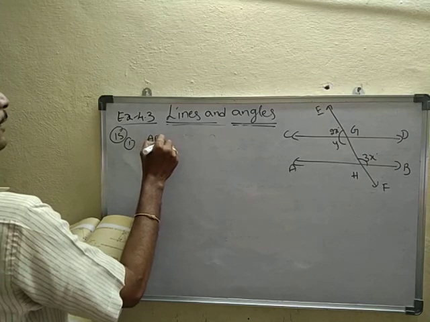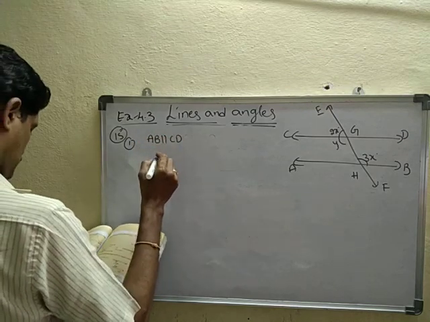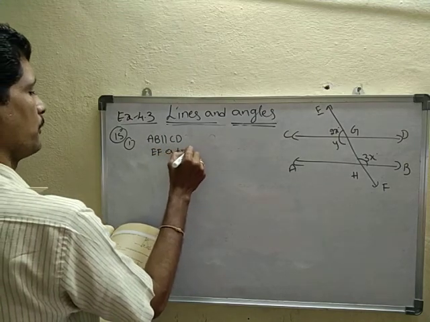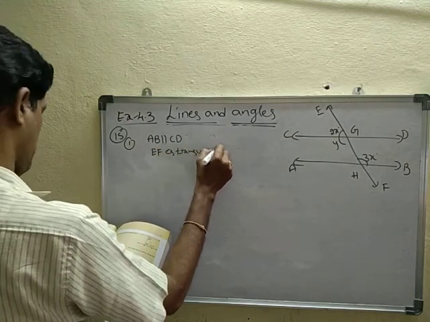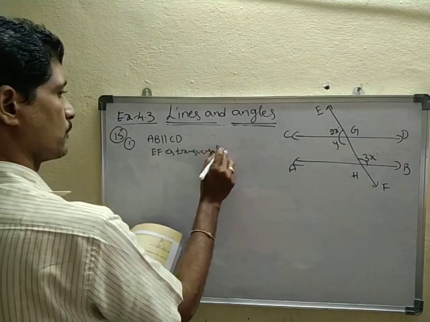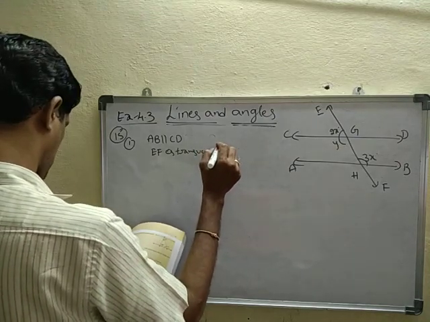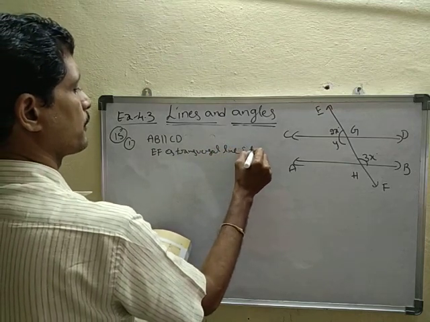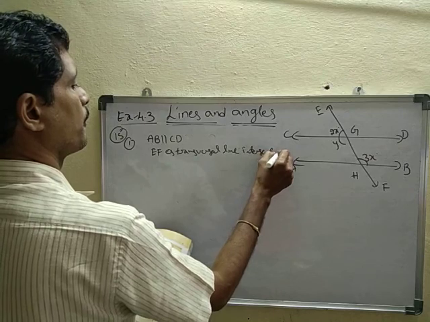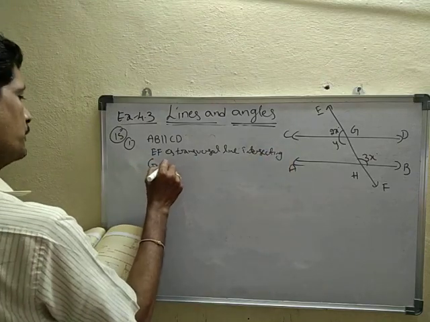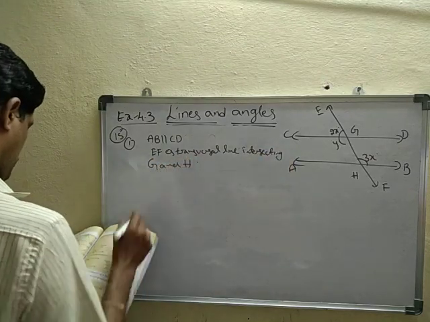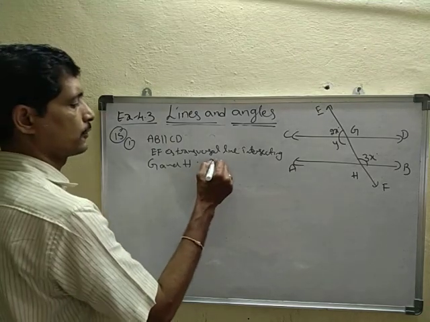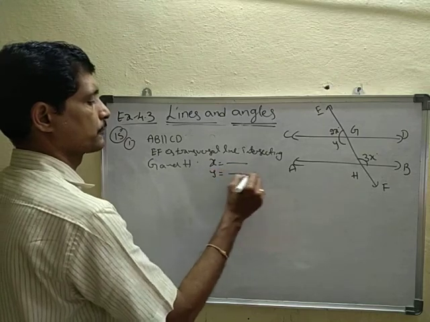Here AB is parallel to CD is given. EF is a transversal line intersecting at G and H. Now find the values of x and y. Therefore x equals dash and y equals dash.